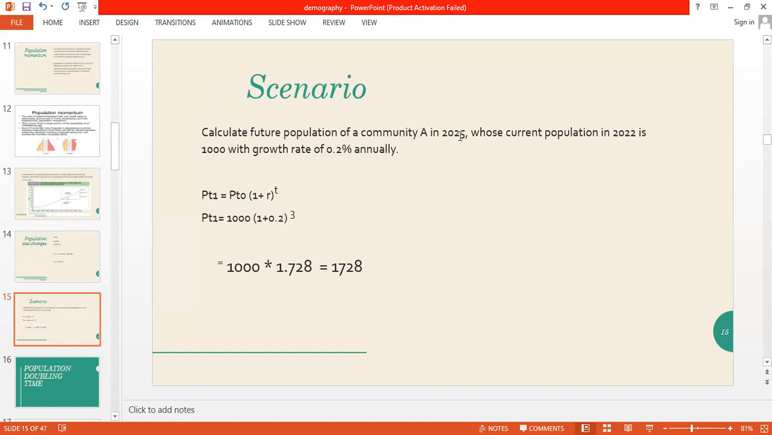There is a 3-year projection. So 1 plus 0.2 equals 1.2, and when 1.2 is multiplied by itself 3 times, 1.728 comes, and it is multiplied by 1000, and the answer is 1728.